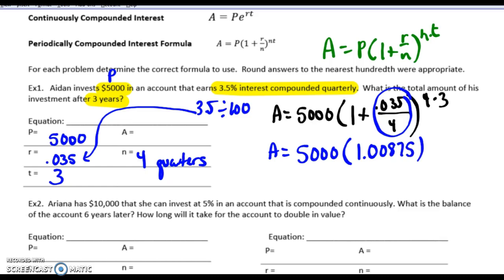And then I want you to go ahead and take 4 times 3, and that's 12. This is the line that you enter in your calculator. So when you plug that in, you end up with $5,551.02. Okay, so that's how you solve that.